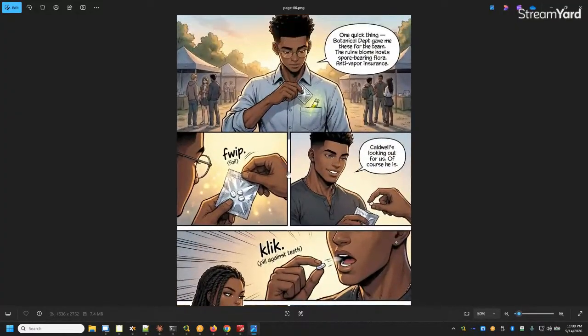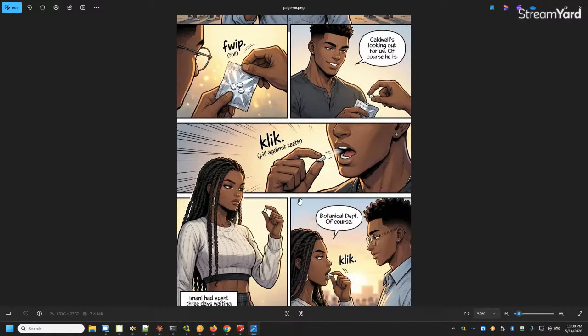All right. One quick thing: botanical department gave me these for the team. The ruins biome hosts spore-bearing flora, anti-vapor insurance. All right, so basically, these are your immunity pills to the most potent poison the universe has ever seen. Caldwell's looking out for us. Of course, he is. All right.